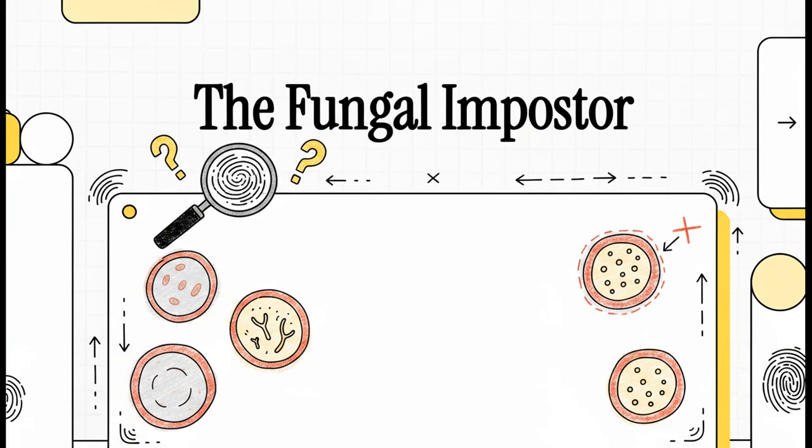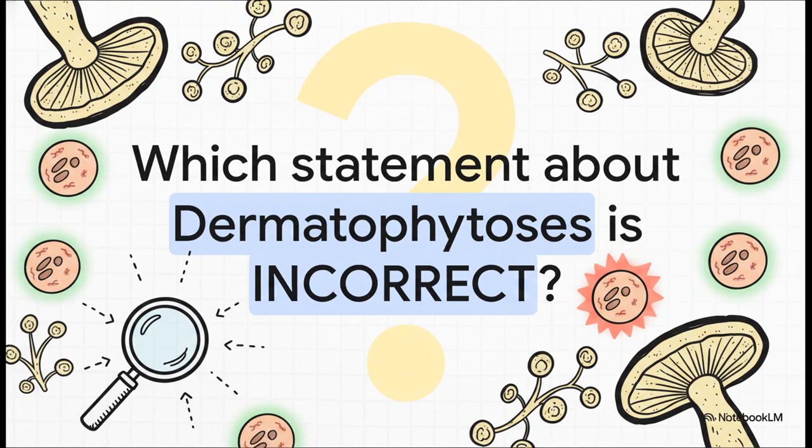Welcome to The Explainer. Today, we're putting on our detective hats to solve a bit of a medical mystery. We've got a lineup of suspects, 4 different statements about a group of skin infections, and, well, one of them is an imposter.